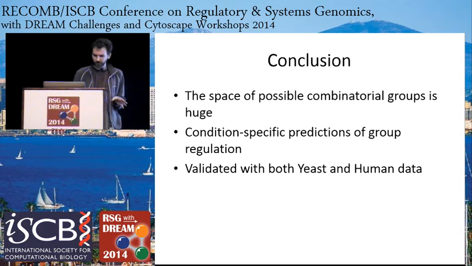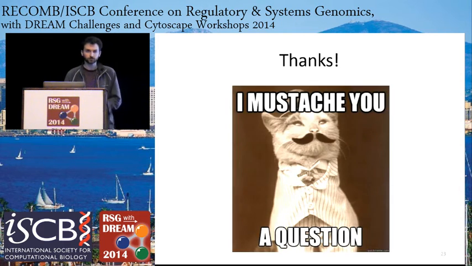So that's all I have for you today. What I've done is shown you a method which can take the huge space of possible combinatorial groups and whittle it down to a small number of condition-specific predictions of group combinatorial regulation. We've taken a look at validating this both quantitatively and qualitatively in both yeast and human data. And that's it. Thank you very much.